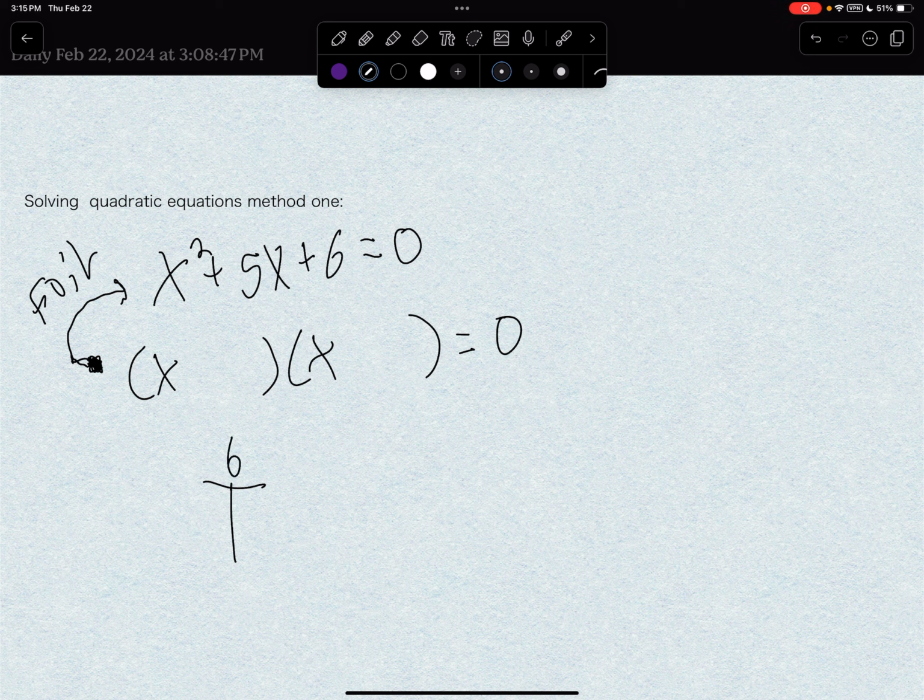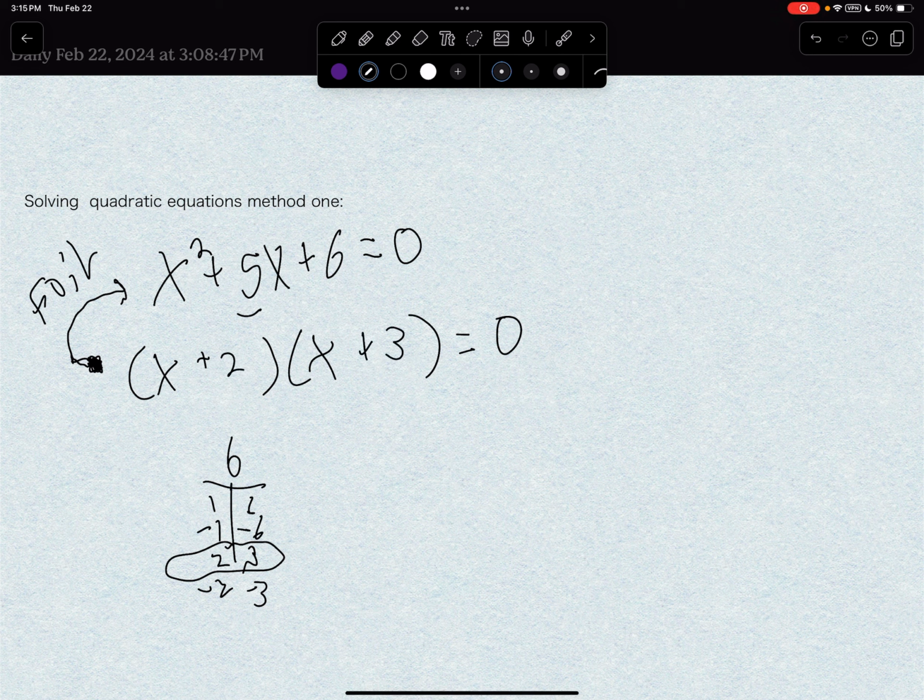You have a positive 6 here. 6 is 1 times 6, negative 1 times negative 6, 2 times 3, or negative 2 times negative 3. Those are the only possibilities to get 6. Which of those pairs adds up to the middle number, the positive 5? That would be 2 plus 3 to give me the positive 5. So the answer is x plus 2 and x plus 3.